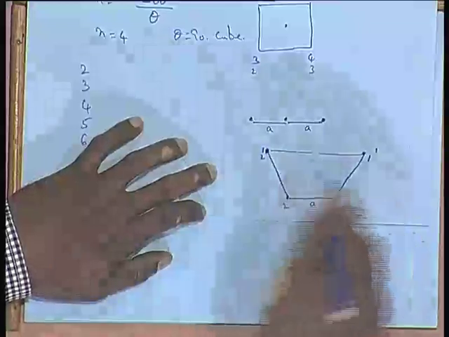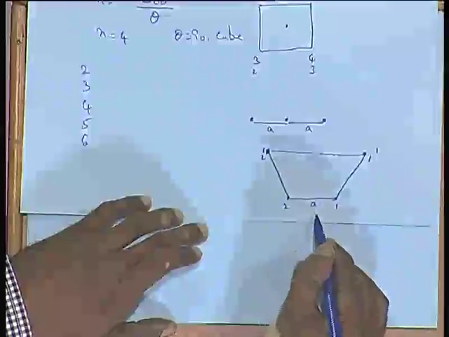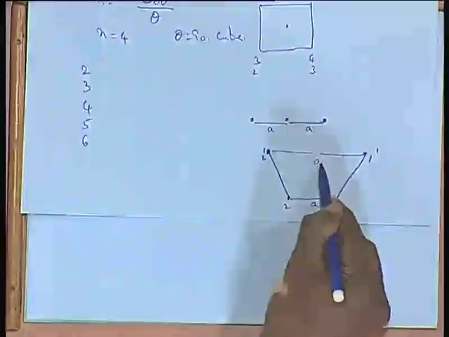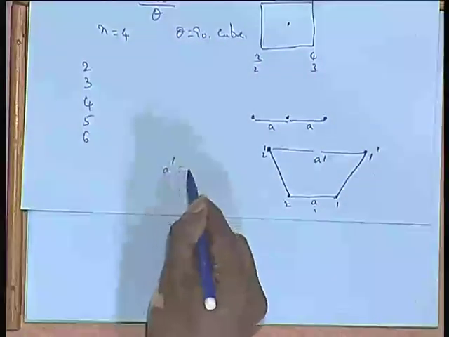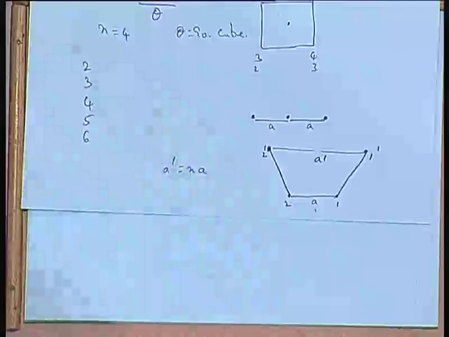Now, if you think of this direction and the distance between 1 dash and 2 dash, if that distance is not an integral multiple of this distance A, then it is not a crystal structure. It does not have translational symmetry. If A dash is an integral multiple of A, only then can we say that particular structure has translational symmetry; otherwise it does not.